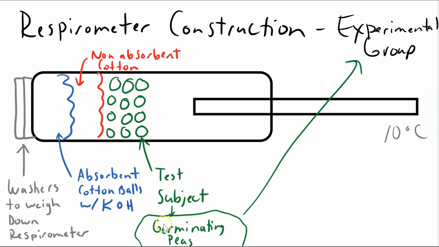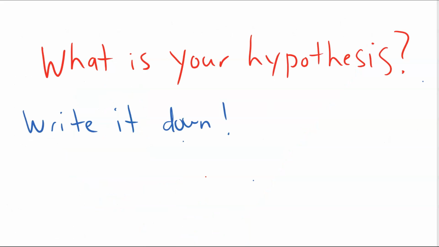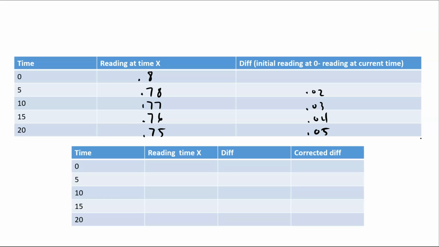Let's go ahead and look at germinating peas at 10 degrees Celsius. What would you hypothesize? Would that rate of cellular respiration increase or decrease? Go ahead and write that down. Here's the data table I want you to fill in.